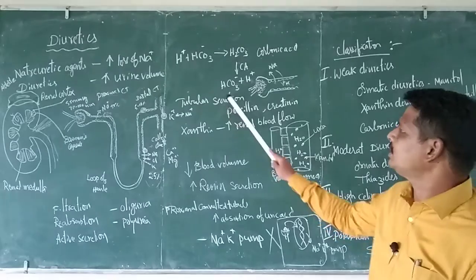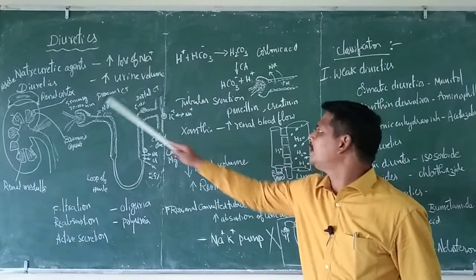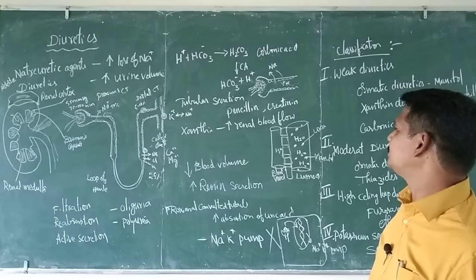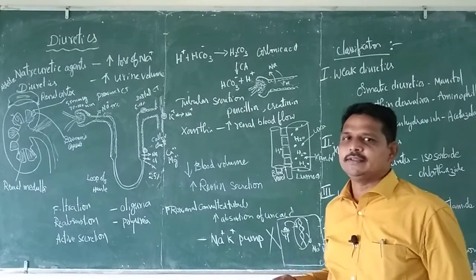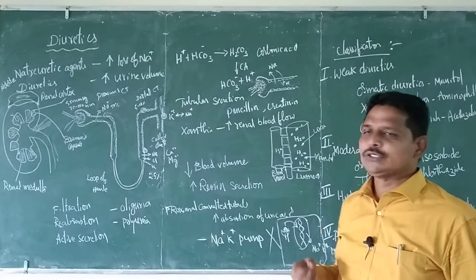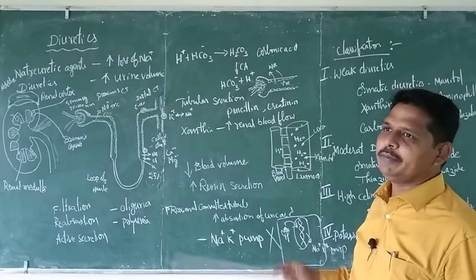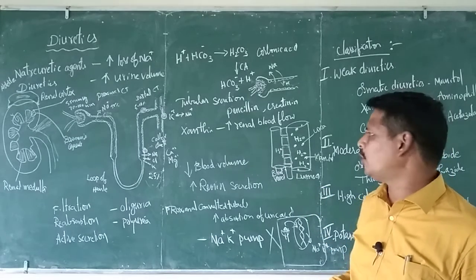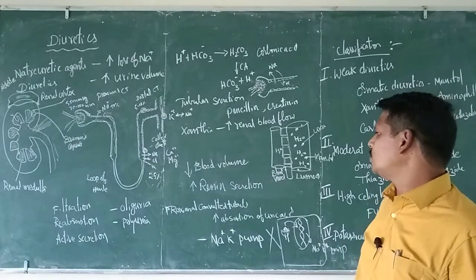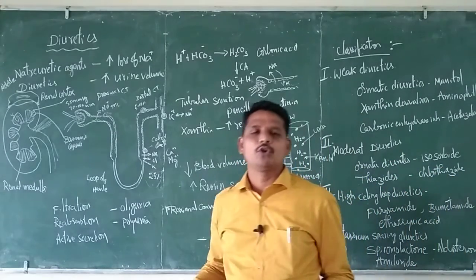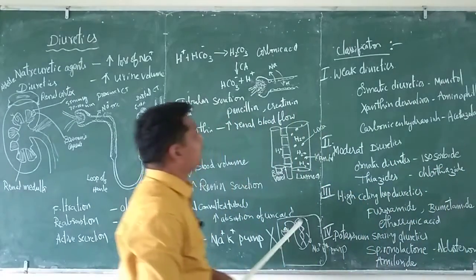Next, tubular secretion. Here tubular secretion is done. For example, penicillin and creatinine work this way. Normally xanthines, like tea and coffee, increase the renal blood flow, thereby increasing the urine volume. Okay, here we will see what drugs affect diuretic activity.